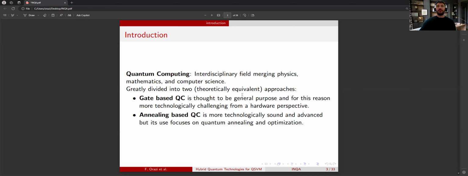It is divided into two approaches: the gate-based quantum computing that is used for more general purpose, but is still behind in terms of hardware, referring to the number of qubits or connectivity between them. While we have the annealing-based quantum computation that is more technologically advanced and sound, always in the number of qubits and connection, but it is used mainly for optimization.